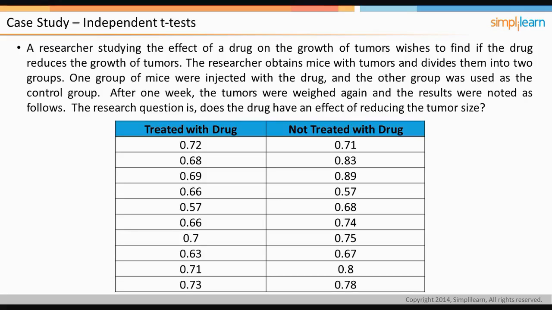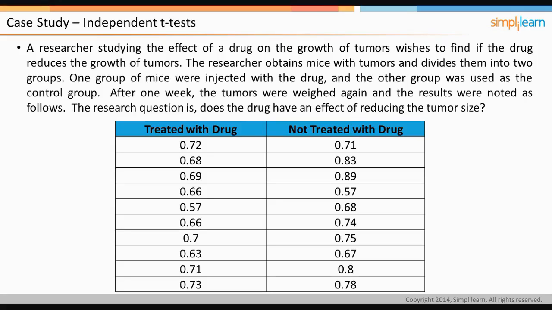There is homogeneity of variances. And lastly, there should not be any significant outliers. Since our data adheres to all the above assumptions, we can continue with the significance test. The researcher wants to know if the use of the drug decreases the tumor size. Hence, it corresponds to a one-tailed hypothesis test.